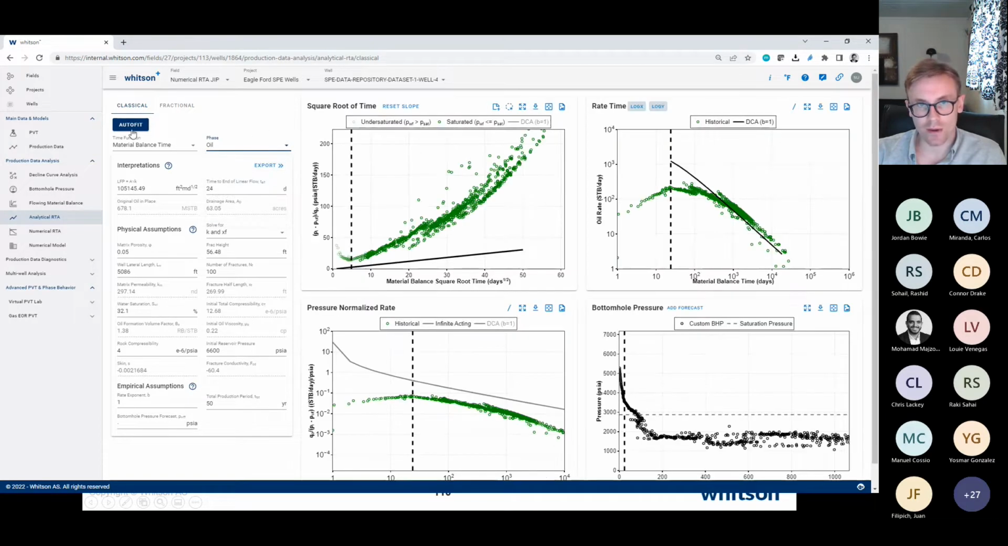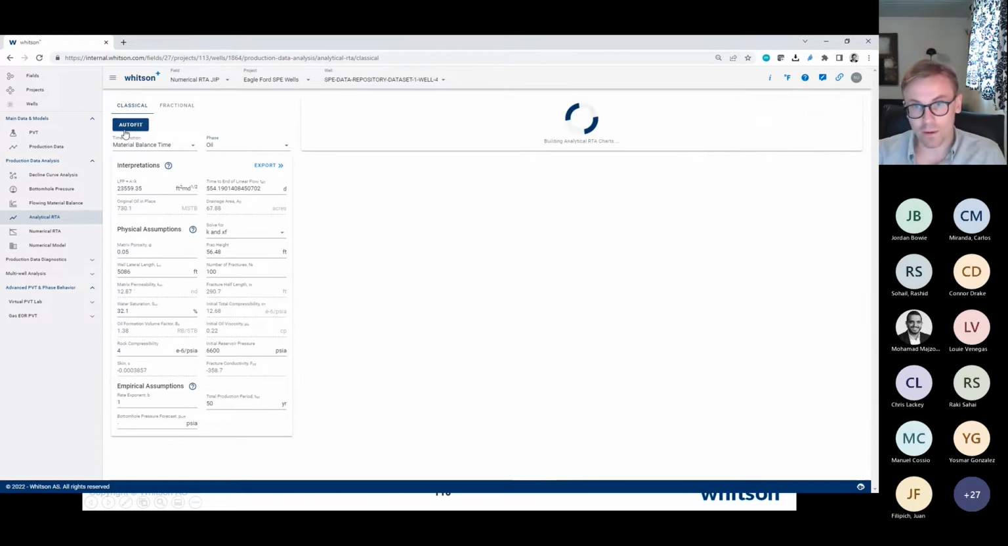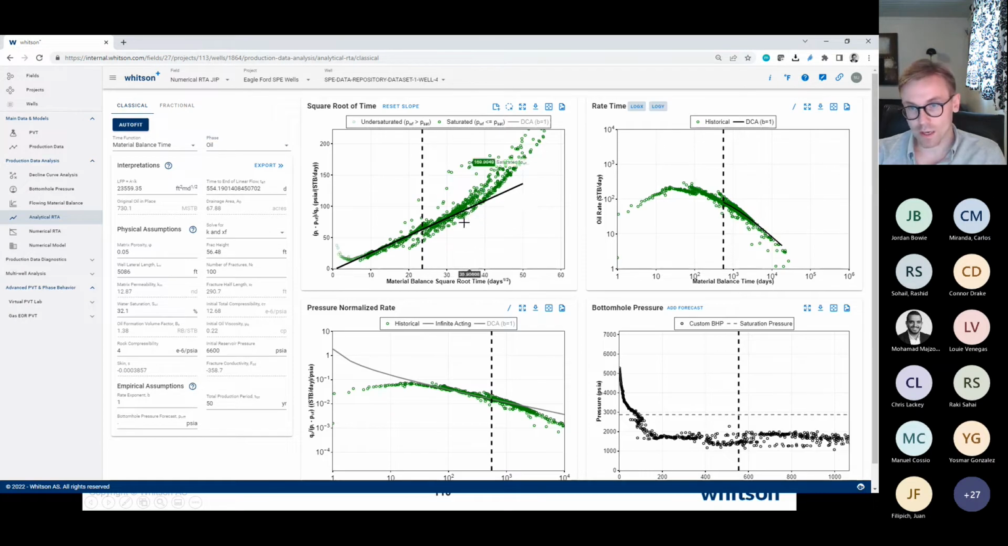This is how it is by default. And if I run the autofit on this, this is my oil phase fit. Of course, this is done in material balance time, but I now have an option to do it on oil and gas. But then we have this liquid and total reservoir option as well.